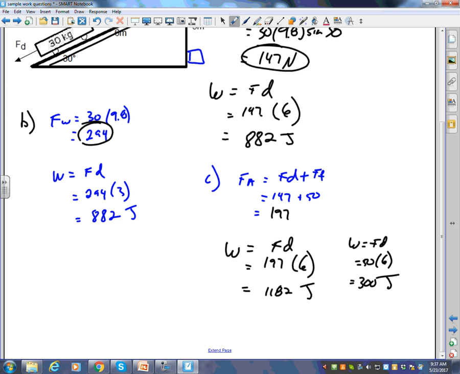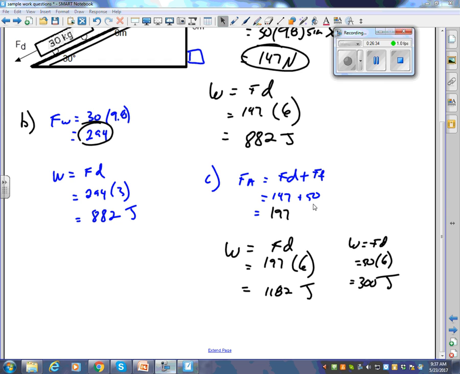Now, it's still easier to push. It's still only 197 newtons. You still got to push it farther. Yeah, you generate a little bit of heat, but the force required is less. Does that make sense?